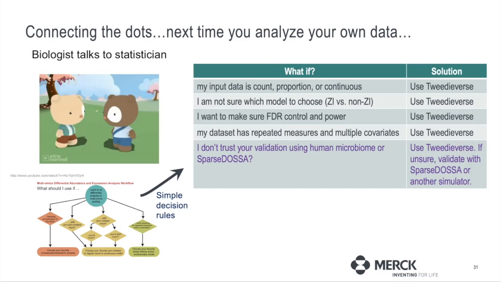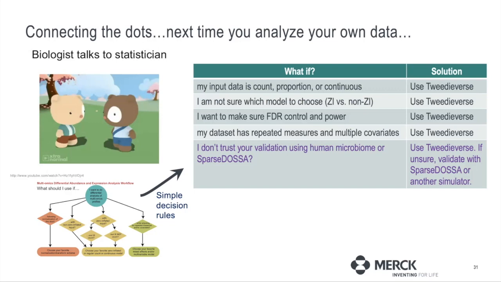I think the only part where Tweedieverse may not be recommended as of yet, based on our validation, is what if you don't trust the validation that we did using SparseDOSA or the human microbiome template? In that case, I think, again, the solution is actually simpler. Use Tweedieverse. But if you are unsure that the validation that has been done is going to replicate to your own data set, there is a very easy way to just use SparseDOSA, because there is a tutorial on how to generate a new synthetic data set using SparseDOSA, and then run a very simple evaluation using Tweedieverse or any other simulator based on your data set.